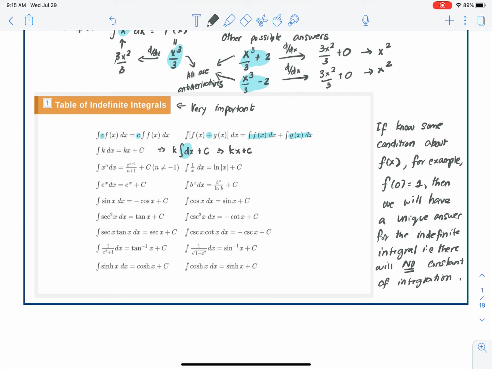If I took the derivative of negative cosine x, I will get sine x. If I took the derivative of sine x, I will get cosine x. If I took the derivative of e raised x plus c, I will get e raised x. Every time I take the derivative, that constant will disappear. But do not forget to put the constant when we have indefinite integrals.